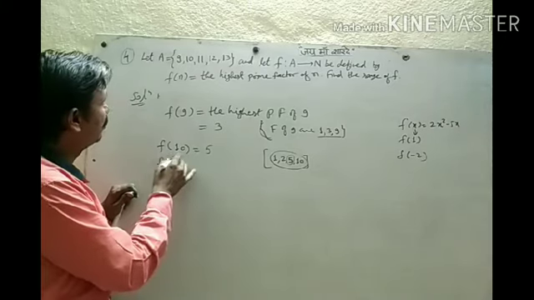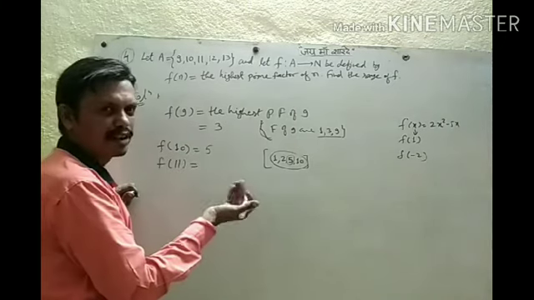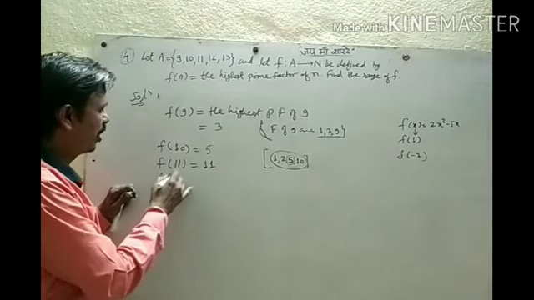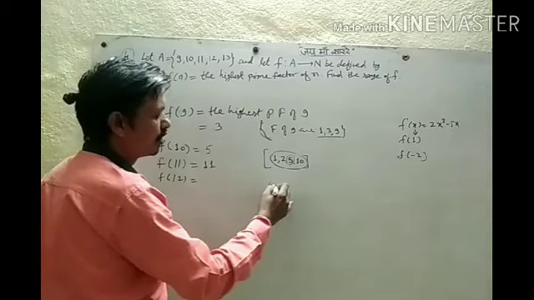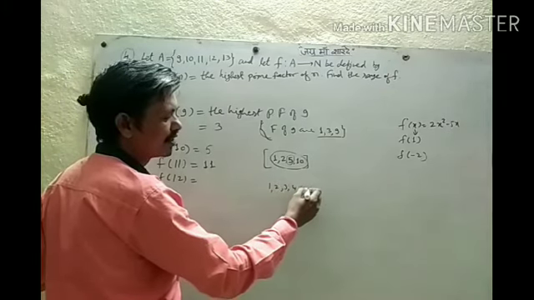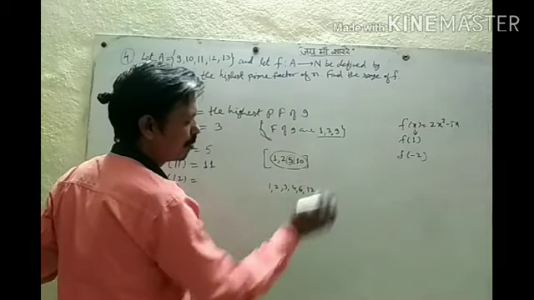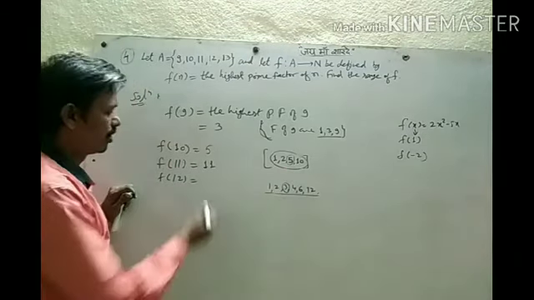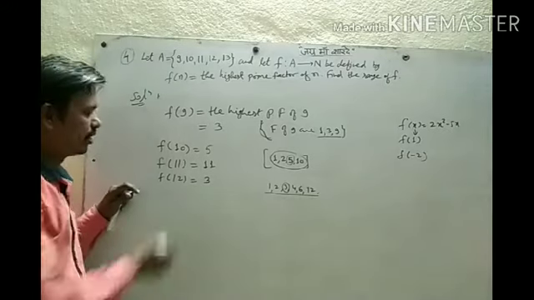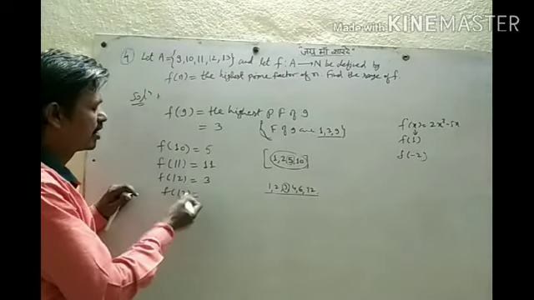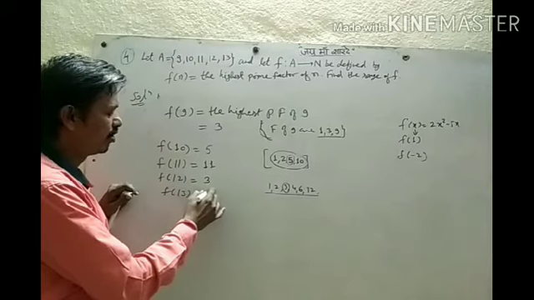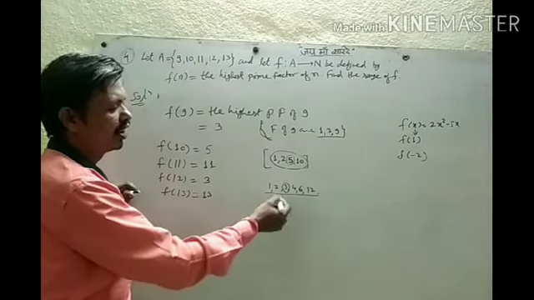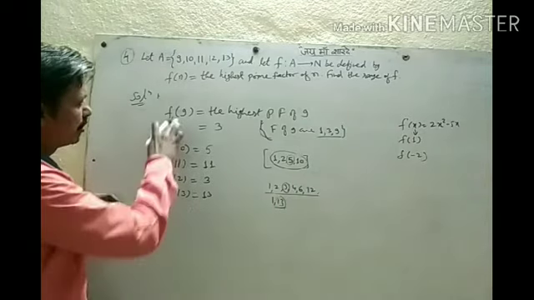Then in the same way, f of 11. 11 itself is a prime number, so its image will be 11 only. Then f of 12. 12 is divisible by 1, 2, 3, 4, 6, and 12. So here the prime number is 3, so the image of 12 is 3. Image of 13: 13 is a prime number, so its image will be 13 only. Only 1 and 13 can divide 13. Among these, the prime number is 13, and it is the highest only. So these are the images of 9, 10, 11, 12, 13.